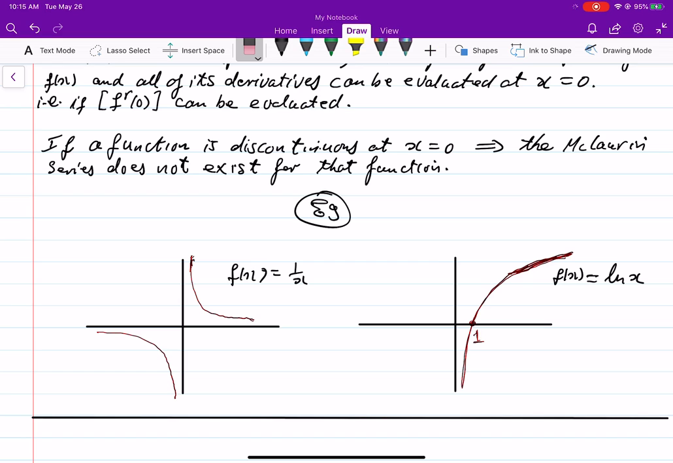f of x is equal to 1 upon x. Well, the Maclaurin series expansion does not exist for that. If you look at the graph, you'll clearly see that the function does not exist at x equals 0.